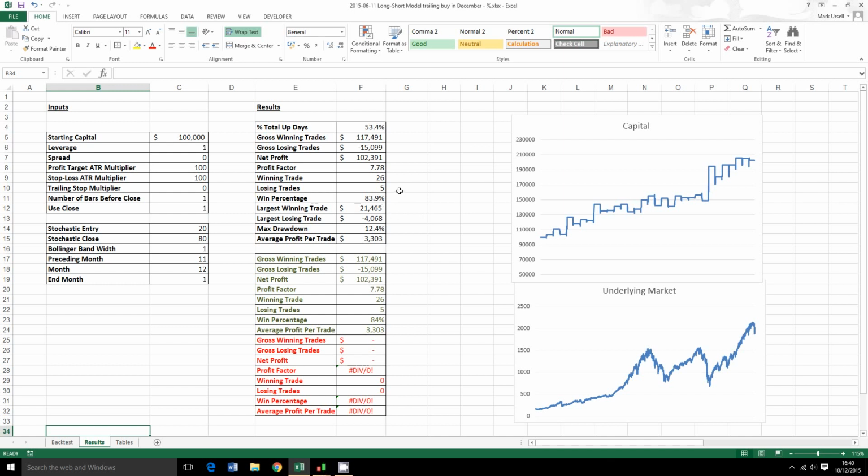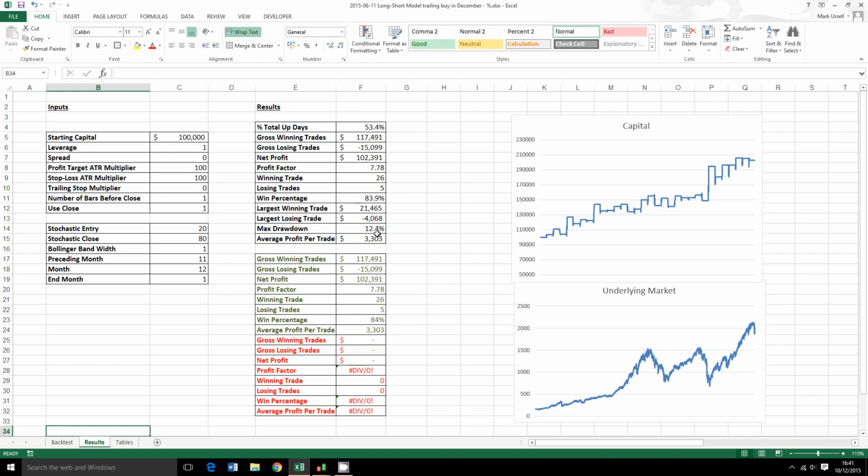Now, a few other things of note. We started out with $100,000 of capital. Net profit over this time period, $102,000, so that's pretty good, over doubling of the account. What's also interesting is the profit factor, which is gross winning trades divided by gross losing trades, shows that we have a very healthy ratio of winning trades to losing trades.